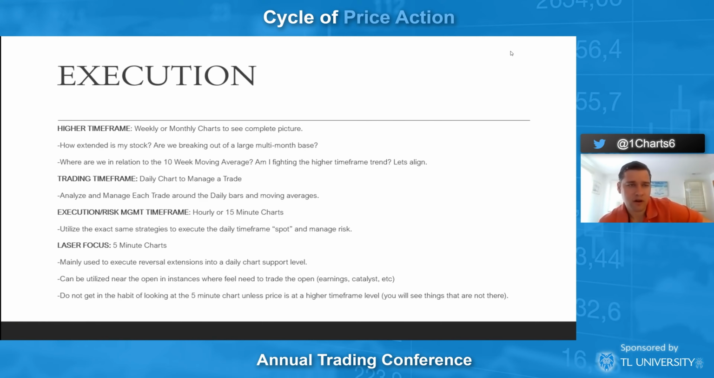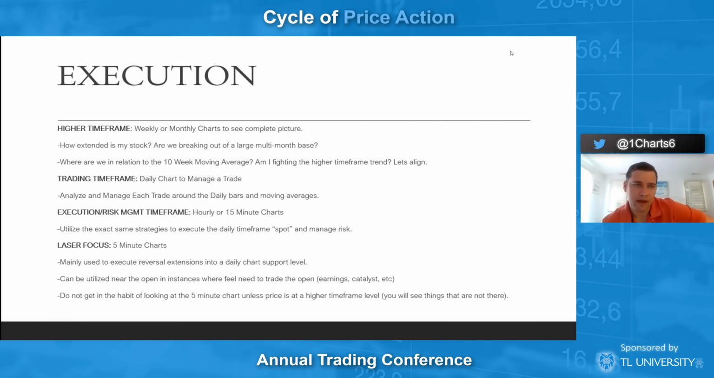So for the most part, on the weekends, I'm going through my higher time frames and scanning the entire market. And then when I come up with my overall list for the week, I'm going to my trading time frame, the daily time frame, and I'm mentally setting up my trades. Hey, this is my pivot. When we clear this level, I want to get long, etc.